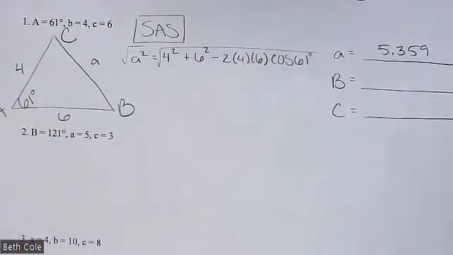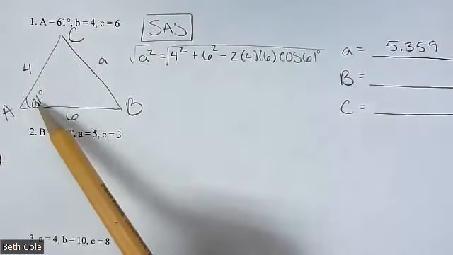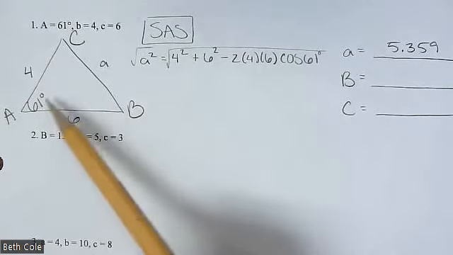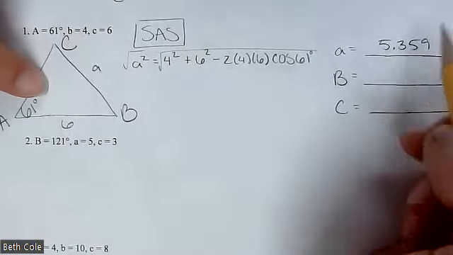So what's the next one we're trying to find? B. Now you can do law of sines because you now have a side across from an angle. That's why we couldn't do law of sines before. You didn't have a side across from an angle, so it wouldn't work. But now you have it. So let's set up our law of sines.